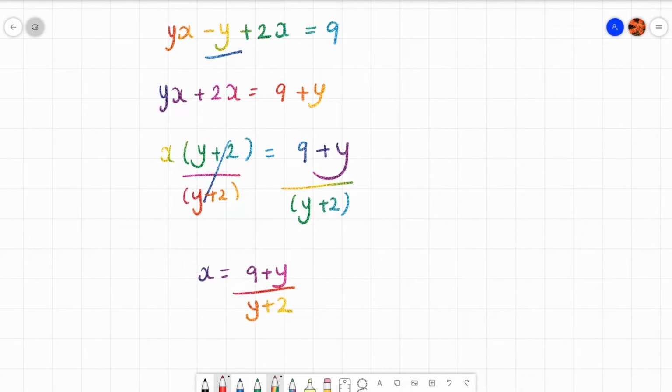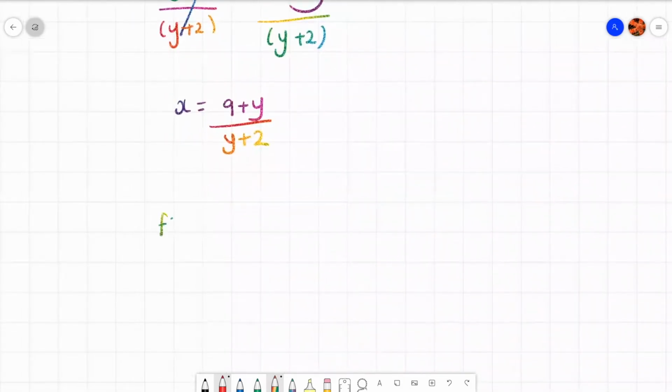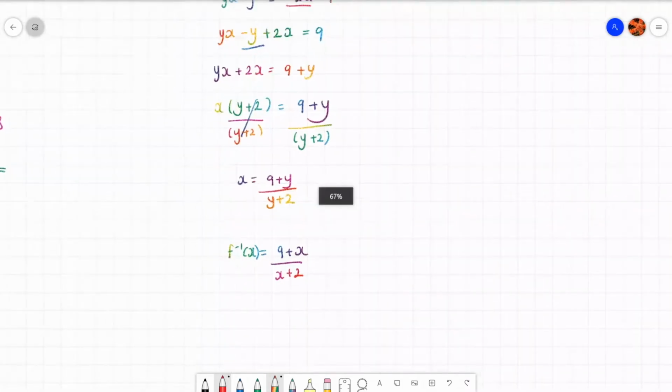Now you have to write this final bit in the exam to get your mark. That means it's the inverse function. Oops, don't like the x when it's written like that. f minus 1 of x equals 9 plus x over x plus 2. Now, that's not your answer. You're only going to get some of the marks for that.